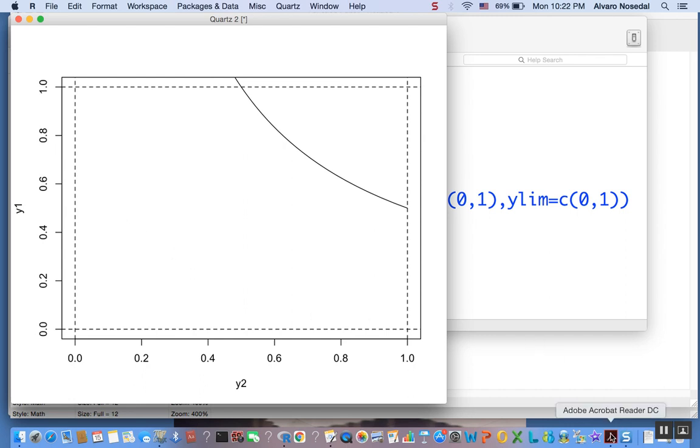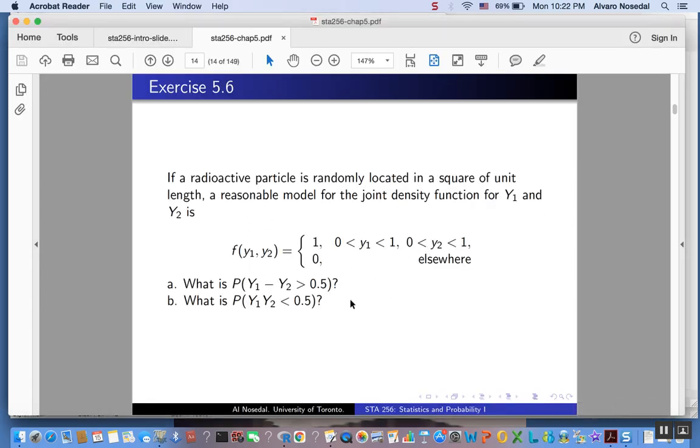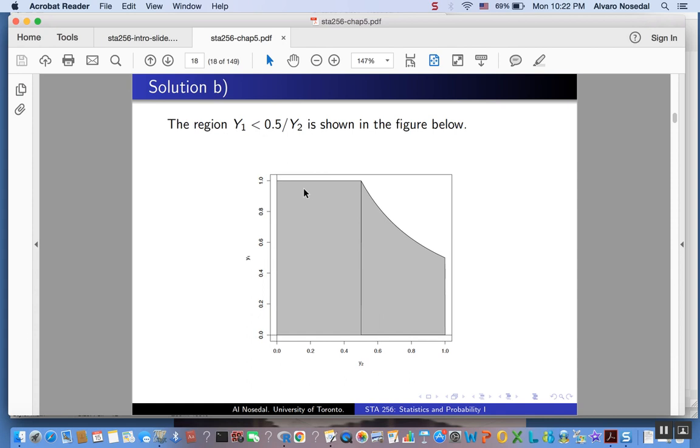In our lecture notes I prepared a nice version of this graph of the region that we are going to be interested in. It looks like that. It's really similar to what we did, but it looks a bit nicer. The important thing here is that I broke down the region of interest into two regions, and you'll see why that's important in a minute.